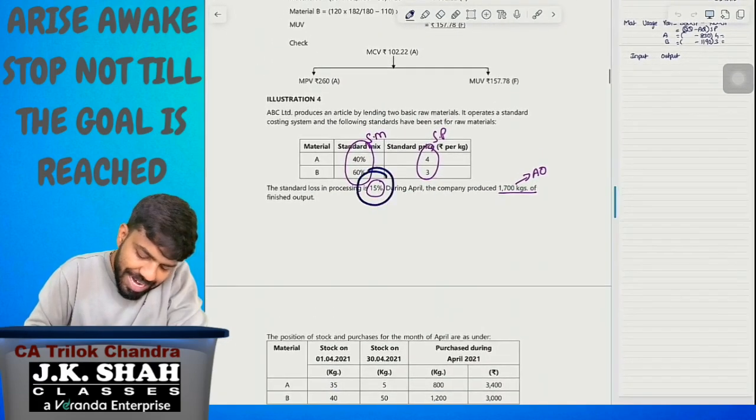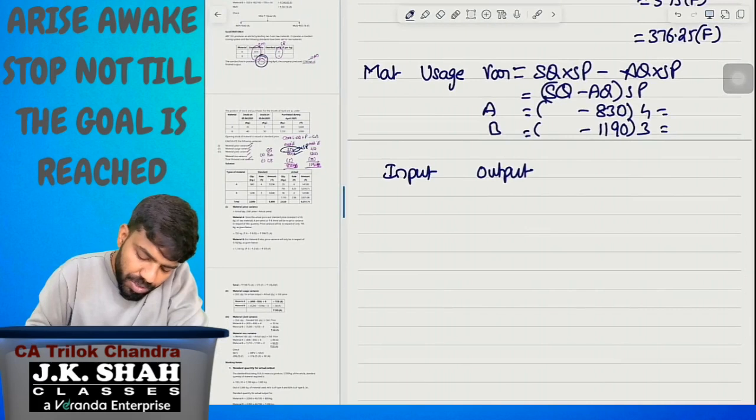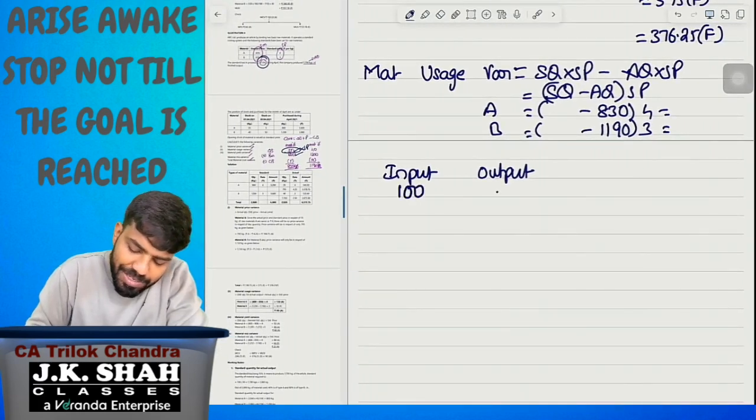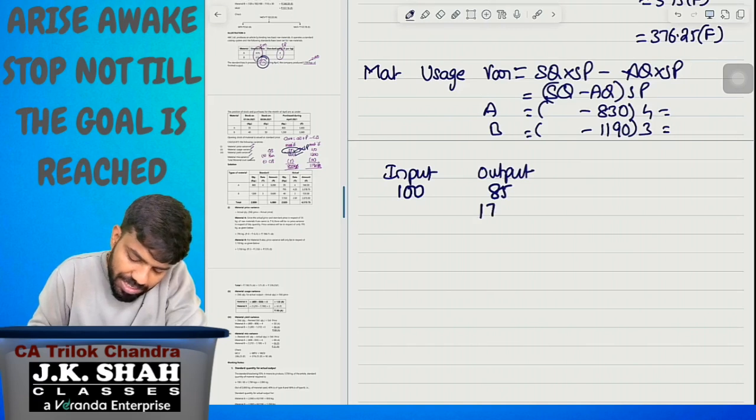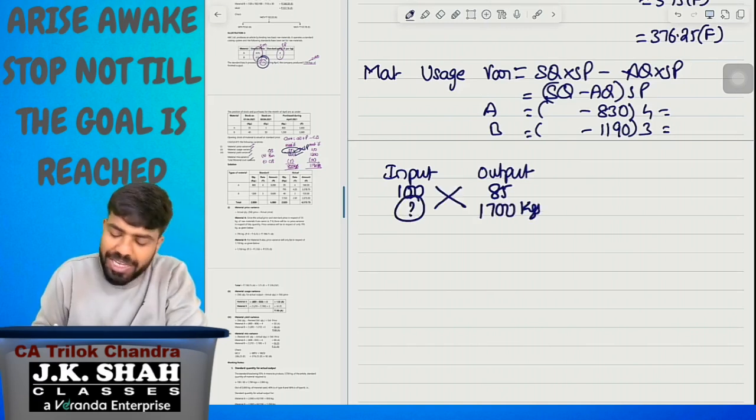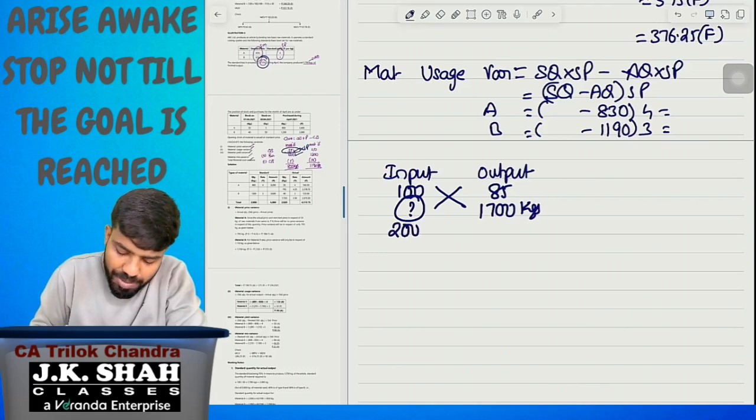15% is the standard loss. So what we'll do? Input. If we give 100 kgs input, 15% loss means we'll get 85 kgs as output. But what is the actual output? 1700 kgs is the actual output. So how many kgs will be permitted? You can do the cross multiplication.